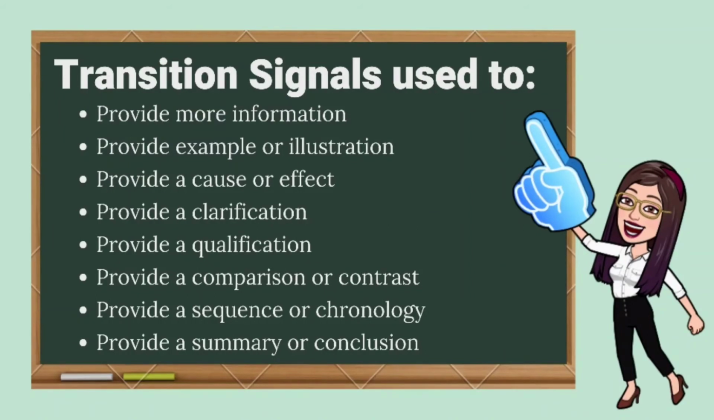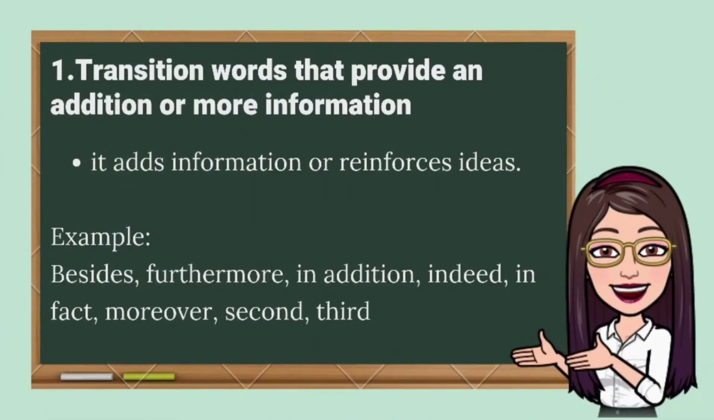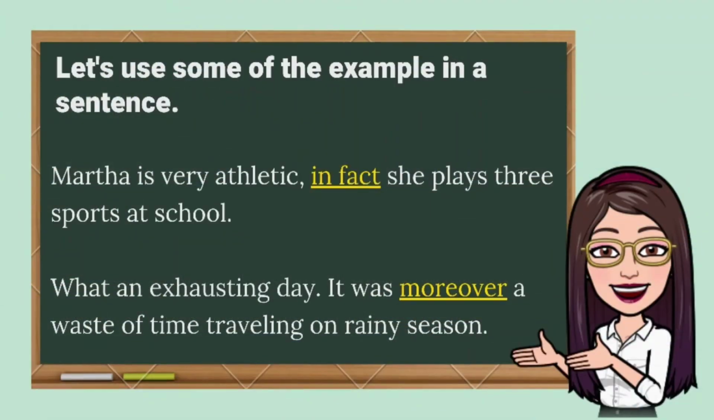Now let's discuss each type of transition signals. Let's begin with transition words that provide an addition or more information. It adds information or reinforces ideas. Example: besides, furthermore, in addition, indeed, in fact, moreover, second, third. Let's use some of the examples in a sentence. Martha is very athletic. In fact, she plays 3 sports at school. What an exhausting day! It was moreover a waste of time traveling on rainy season. The underlined words are transition signals that suggest additional information or reinforcing ideas.